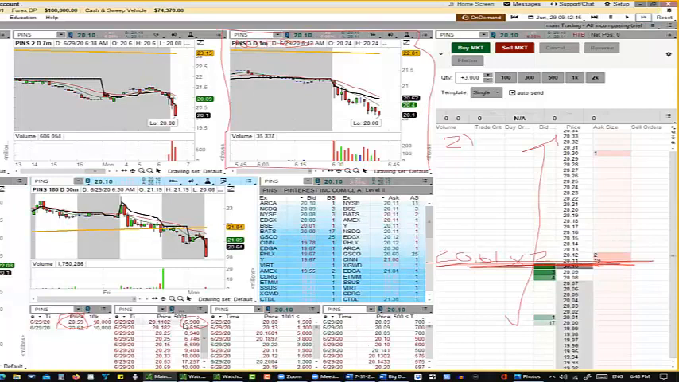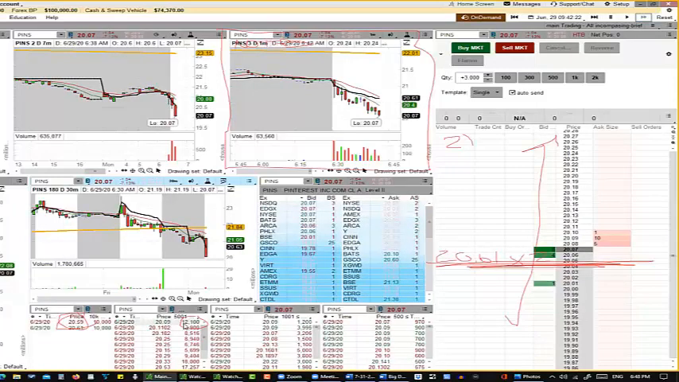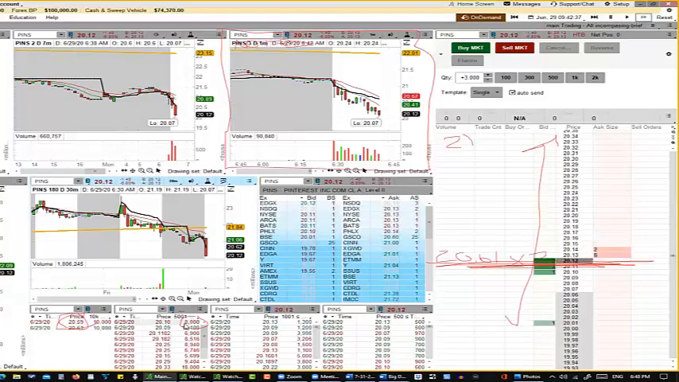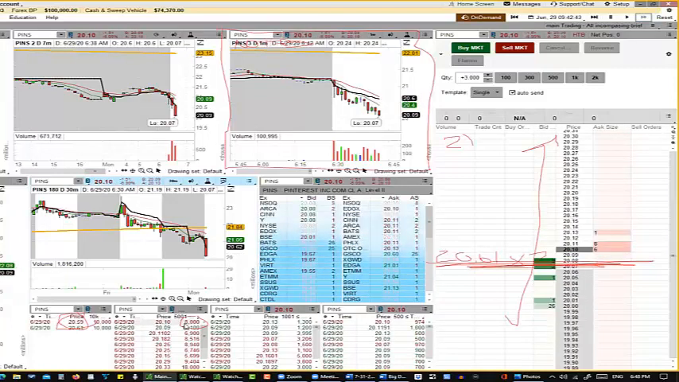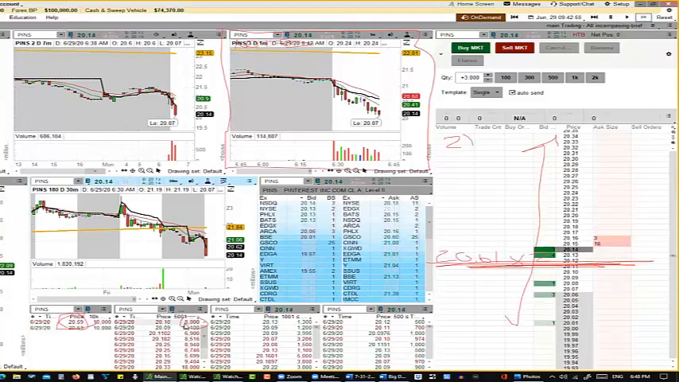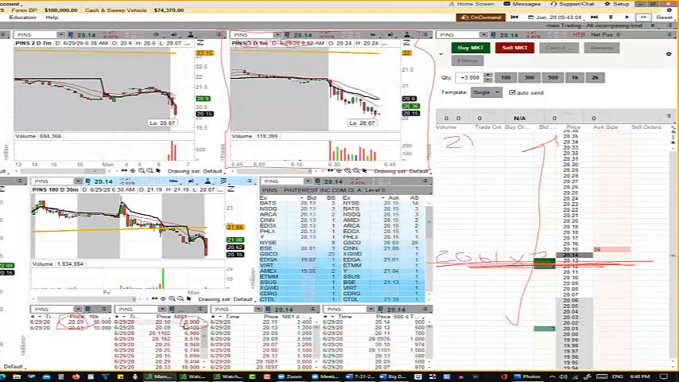So let's write them down. I've got 21. I have 2061. And so this is what you're doing for the first hour. You're looking to find out where the big players are putting on their trades, what prices.